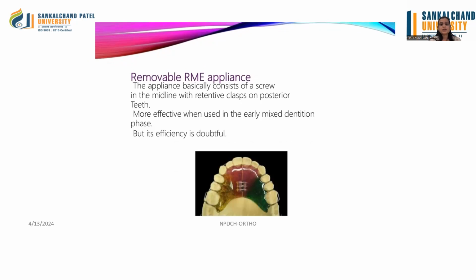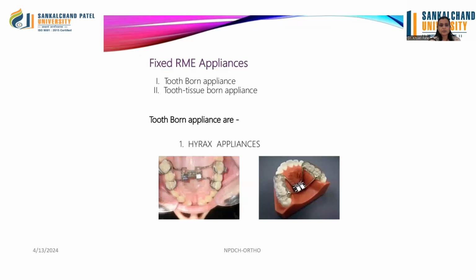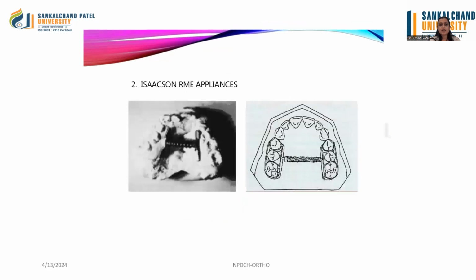In this figure, we can see a removable RME appliance, which usually jets through, which we add to the removable plate. It is efficient also, but we prefer this technique in the mixed dentition period, not in the permanent dentition, because in permanent dentition we require fixed RME. You can see there are different types of RME appliances. The first one is the tooth-borne appliance, that is the Hyrax appliance, in which we get the support of the molar. You can see molar and premolar, and we solder the one bar and the screw together, and that is the Hyrax appliance.